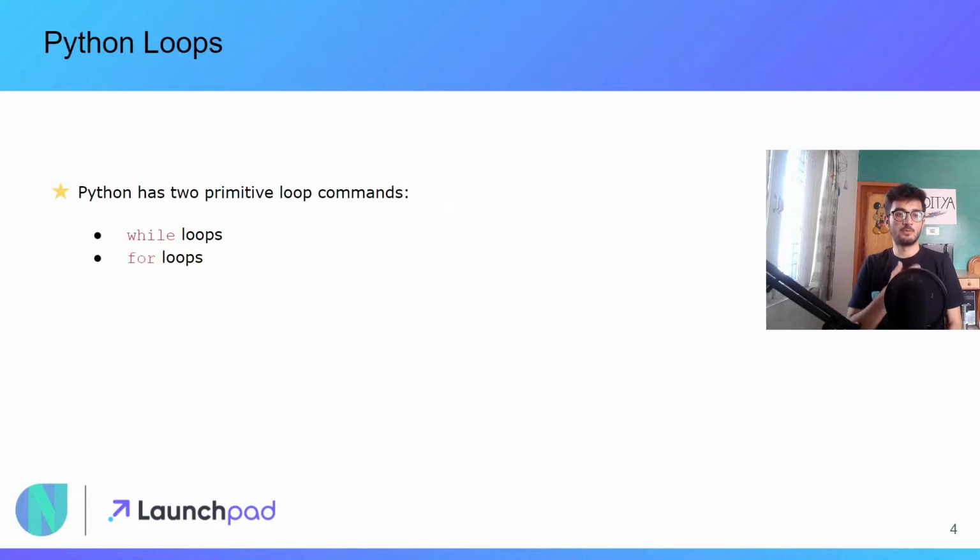So in this video, we will talk about Python loops. There are two primitive loops, the while loop and the for loop. For this video, we'll particularly focus on for loops, which are sort of an iterator method that you can use on lists and dictionaries, tuples.